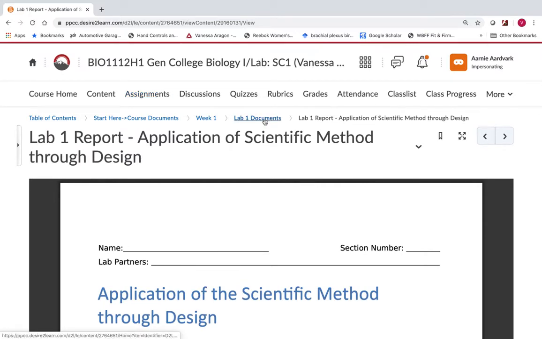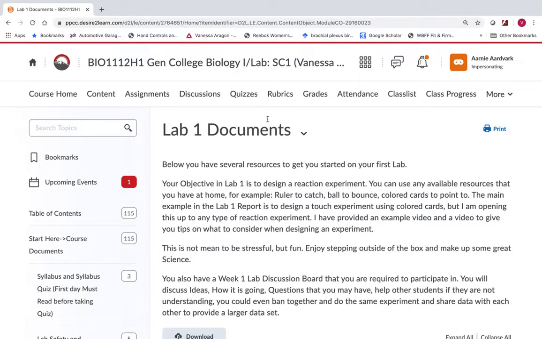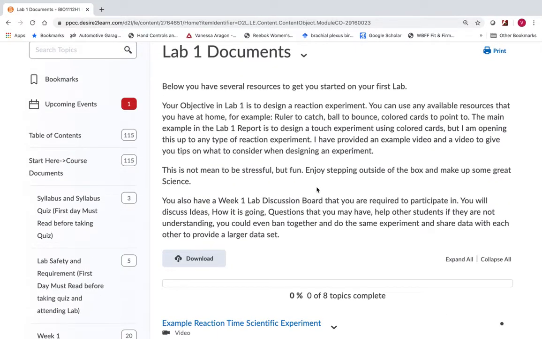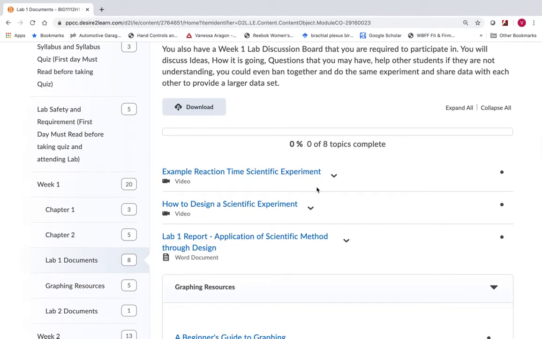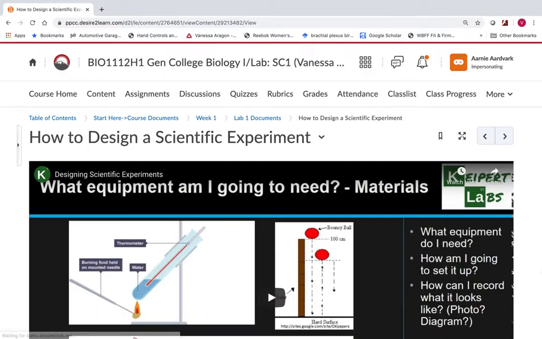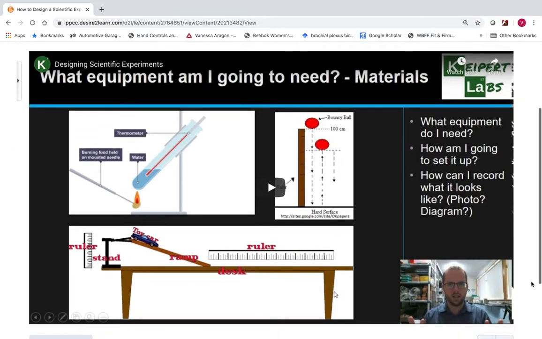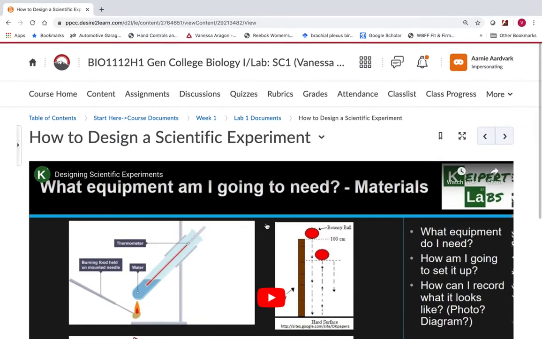Now I'm going to click back into lab documents. You're like, but how do I do this? Well, you read through it and it gives you everything you need in the lab. But I've given you some side videos. So, how to design a scientific experiment. When you click on this, you have a YouTube video, and I only try to choose videos that are helpful. I really do. He has really good information on how, as a layman, you would set up a scientific experiment, and what kind of thought process goes into it.